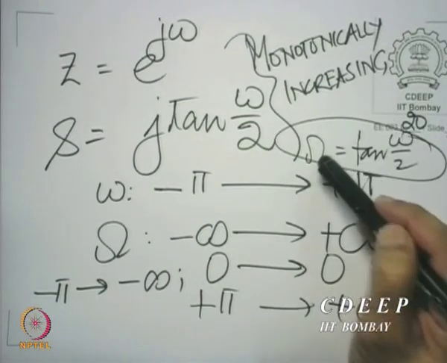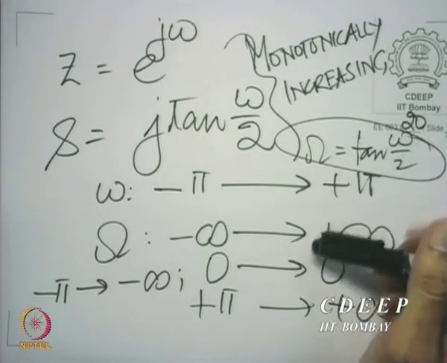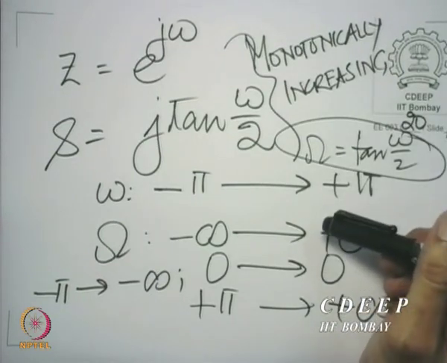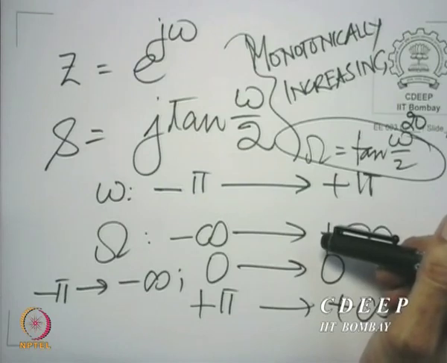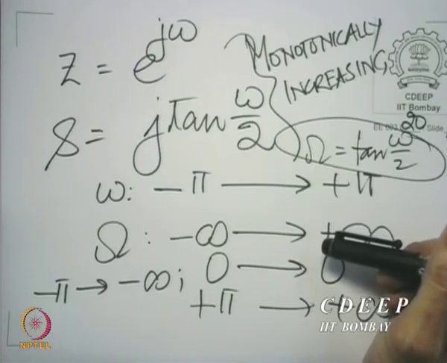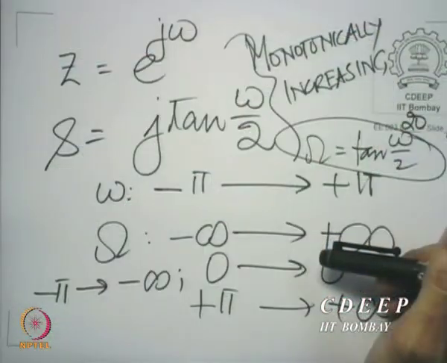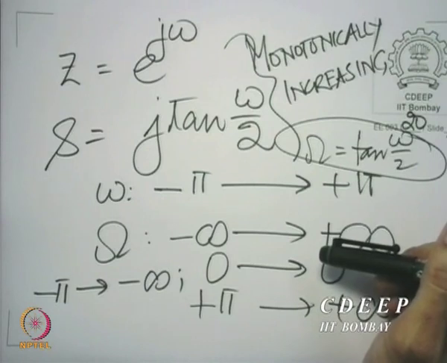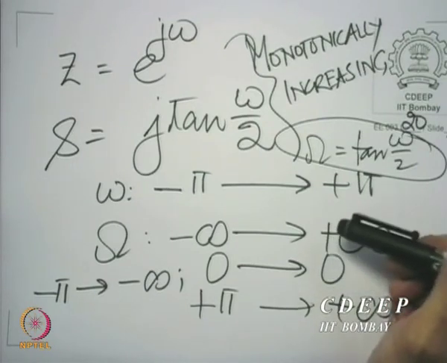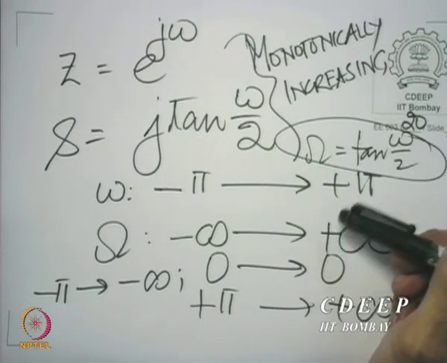For every capital omega, there is a unique small omega. In spite of the fact that small omega is on a finite interval and capital omega is on an infinite interval, we still have a 1 to 1 mapping. This is the beauty of this mapping. It is 1 to 1, it is onto both ways, so it is invertible, and of course, it is monotonically increasing as we wanted it to be.